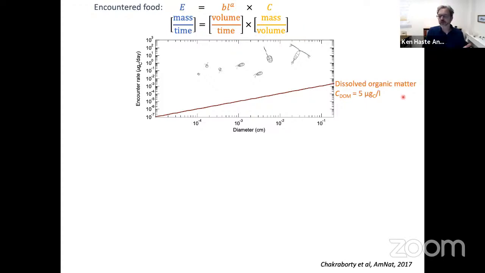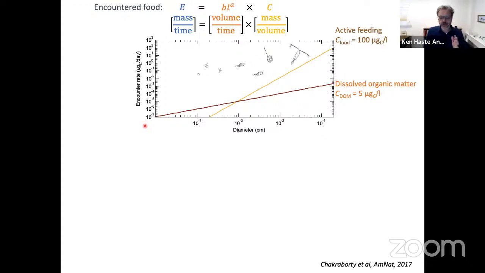For example, let's say you're a bacterium that wants to take up dissolved organic matter, typical concentration 5 microgram carbon per liter. This would be your encounter rate here. We're using the linear rate because it's a diffusive encounter. While if you're a heterotroph that's actively feeding on smaller cells, with another concentration, 100 microgram carbon here, it's a volume law. And we clearly see that if you're big, you're better off actively searching. If you're small, you're better off just waiting for things to diffuse towards you.